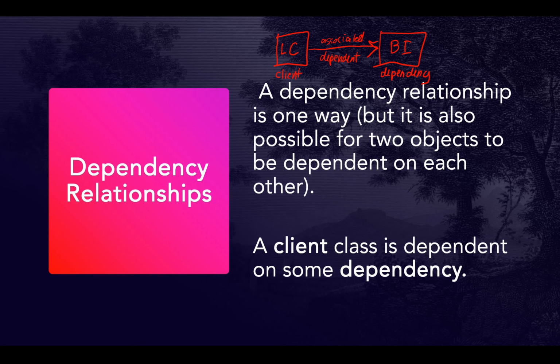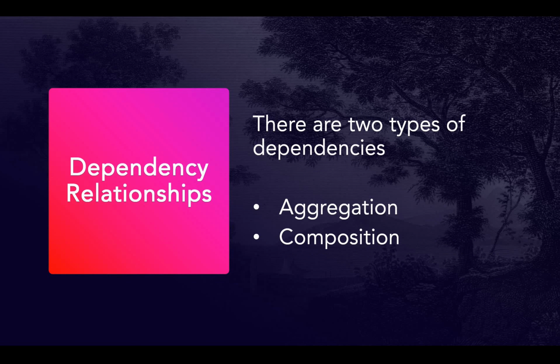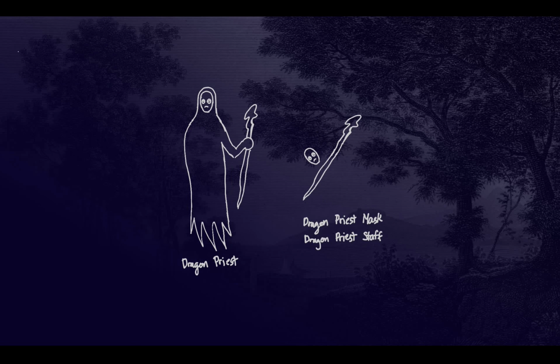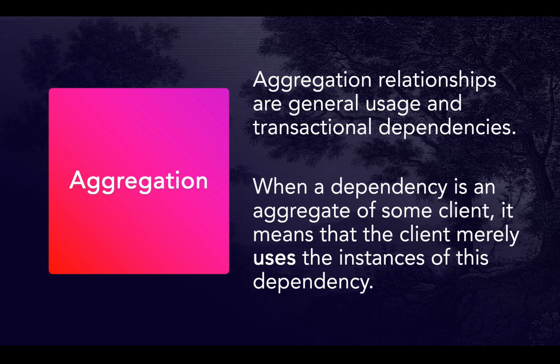So a dependency relationship is just a broad relationship that may actually mean one of two things. There are two types of dependency relationships: aggregation and composition. So let's talk about the first one, aggregation relationships. Aggregation relationships are general usage and transactional dependencies. When a dependency is an aggregate of some client, it means that the client merely uses the instances of this dependency. And this is the keyword here, usage. It uses the instances of this dependency.